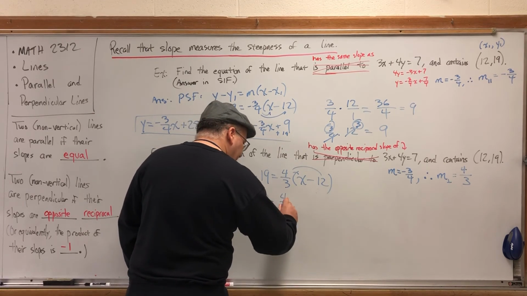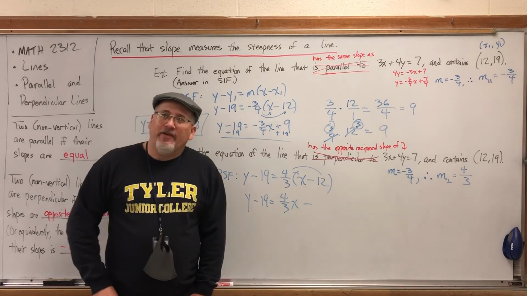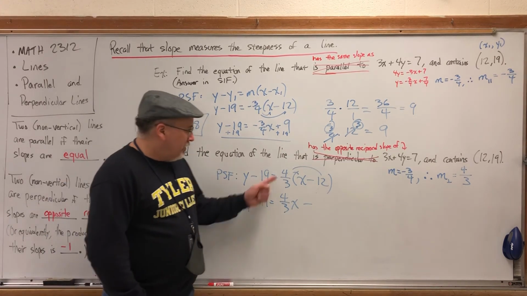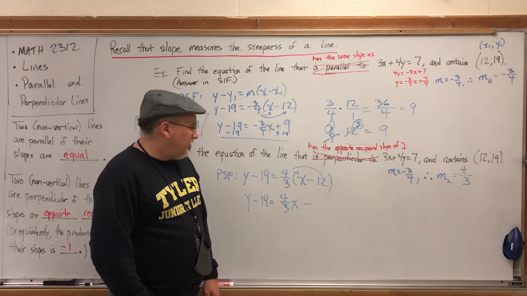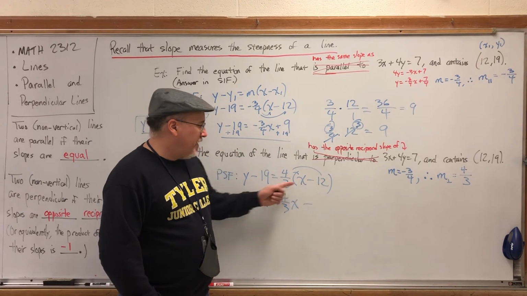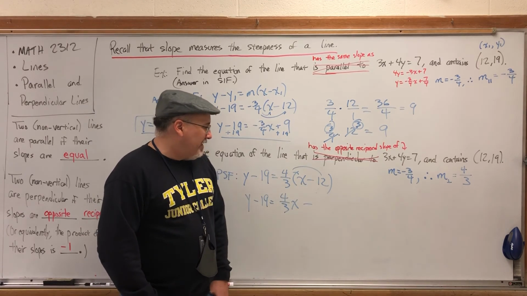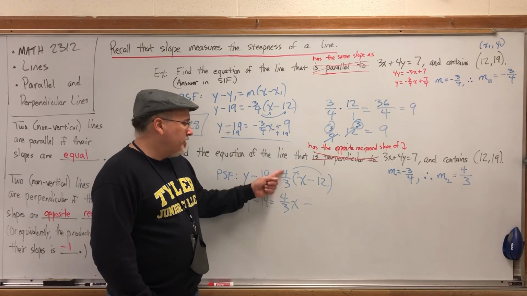Actually, there's another way to think about 4/3 times 12. 4/3 is just 4 divided by 3. This is 4 divided by 3 times 12. But nobody said we had to do the division first. We could do 4 times 12 divided by 3. And nobody said we had to do the 4 times first. We could do 12 divided by 3 times 4.